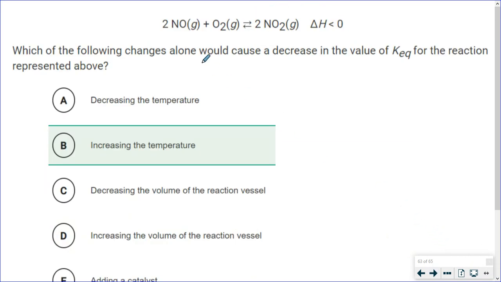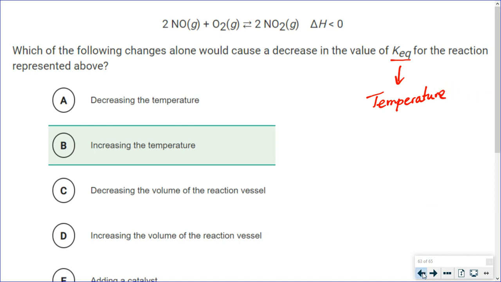Our next one: which of the following changes alone would cause a decrease in the value of K for the reaction? I'll walk through these one by one again here. For changing K, you can't change K with anything except for your temperature. Those are the only things you're looking at for changing a K value.